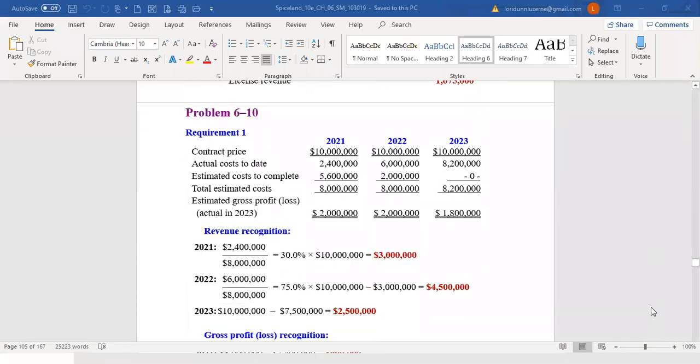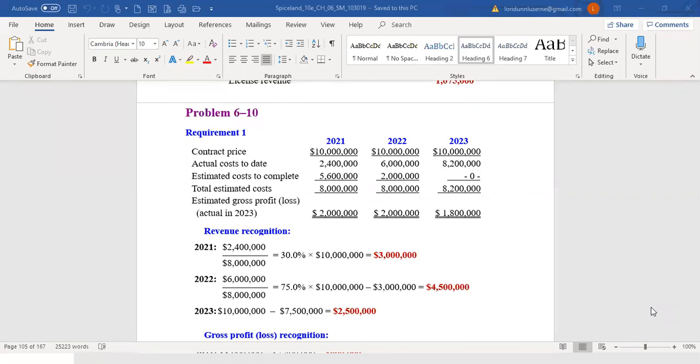Now, how much revenue should be recorded of that $10 million each year? Well, we base that calculation on how much of the project is actually complete. We determine how much of the project is actually complete by the actual costs paid through the end of that year, actual costs through the end of that year divided by total expected costs.